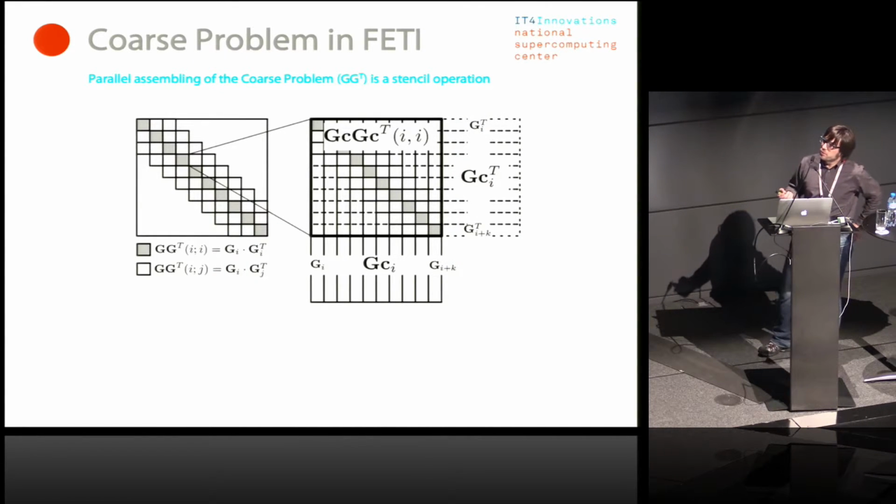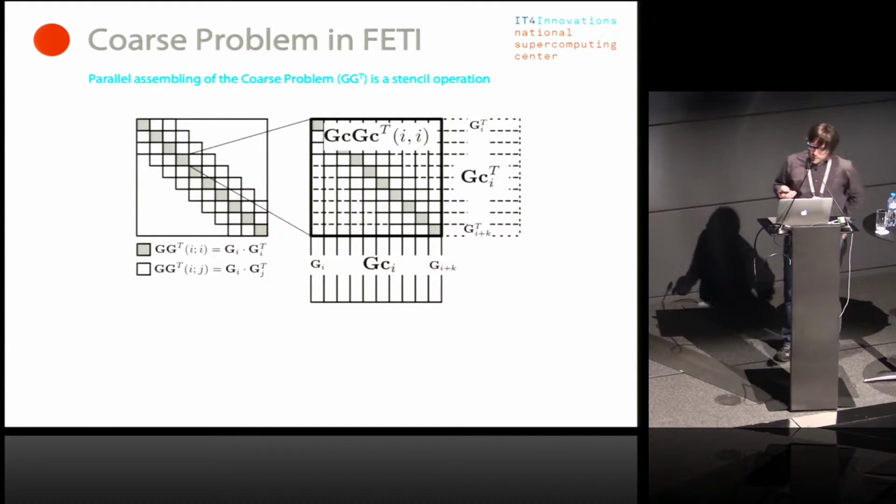It's actually very negligible. So we calculate the inverse matrix of the coarse problem with the help of all the compute nodes that we have, and it ends up that each compute node has only the part of the inverse of the coarse problem that it needs.